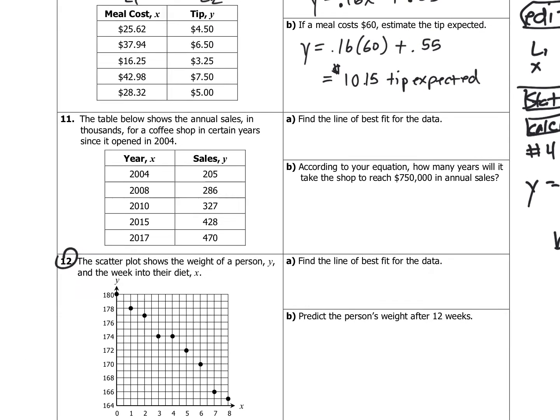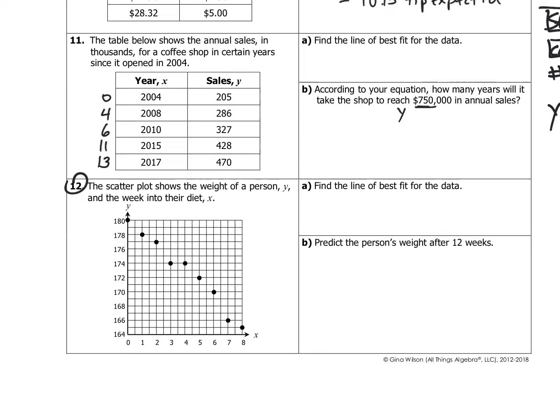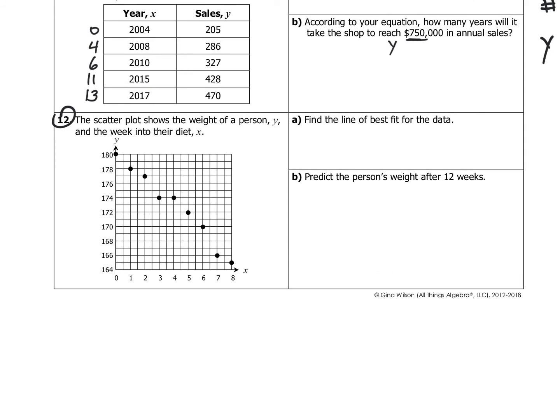All right, number 11 is for you. I want to remind you that whenever you're using years as your X, always make the first year 0. And so that means 2008 will be 4, 2010 will be 6, 2015 will be 11, and 2017 will be 13. When you go to calculate, according to your equation, how many years will it take to reach 750,000 in annual sales, this number is what you're putting in for Y. So this one's going to be solved a little bit differently. You're going to substitute 750 for Y and then solve for X. Okay.